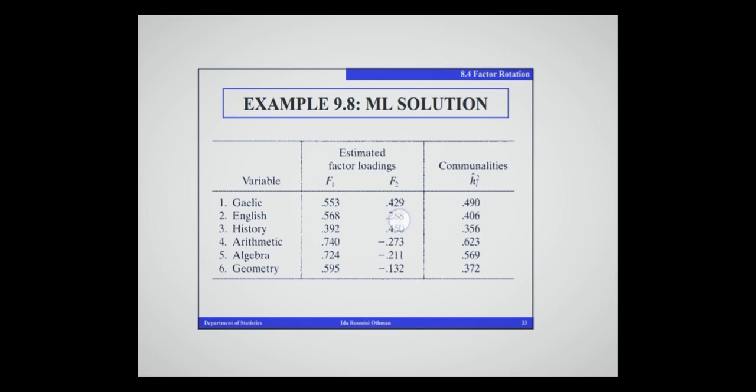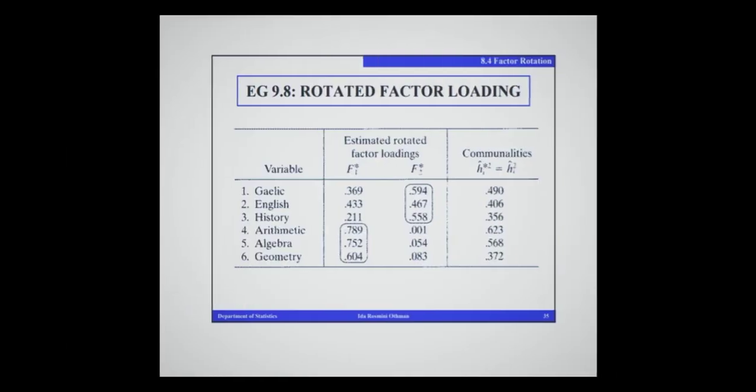Here 0.2, here also 0.2, confusing, right? But here it is clear: 0.5, 0.4, 0.5. All the others are 0.0 something. So it's clear that variables 1 to 3 go to the second factor, and variables 4, 5, 6 go to the first factor. From here you can decide what these 3 variables can be named, and what the other 3 variables can be named.